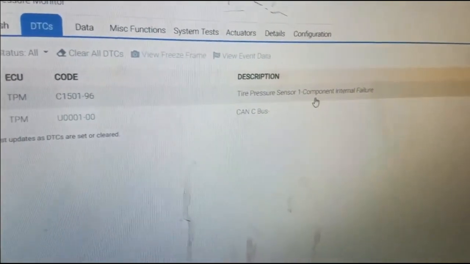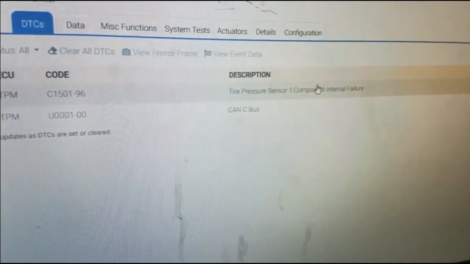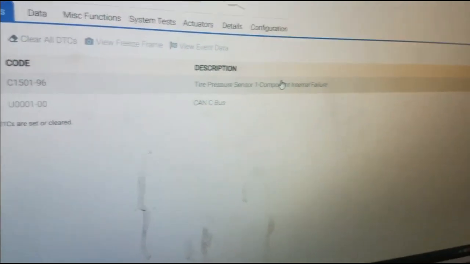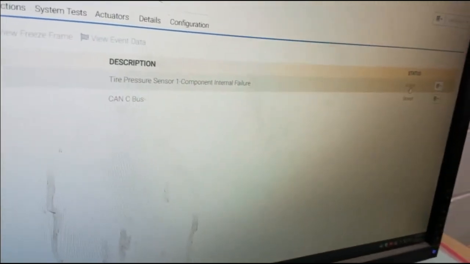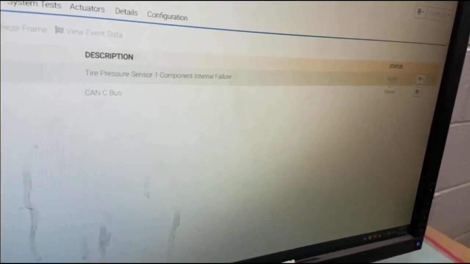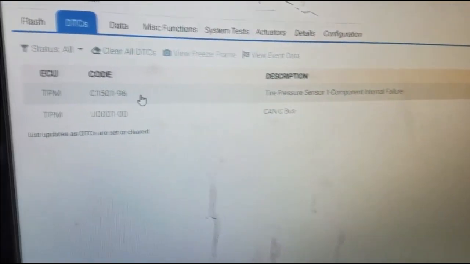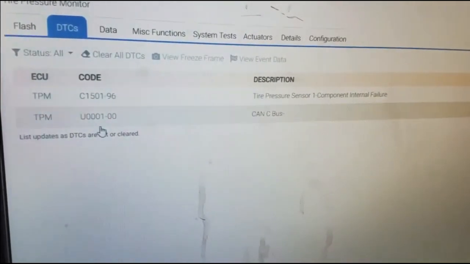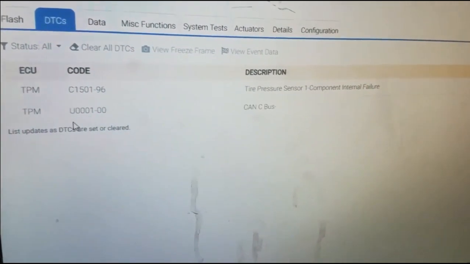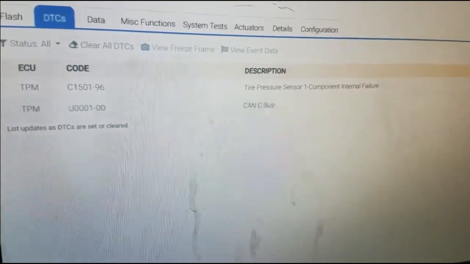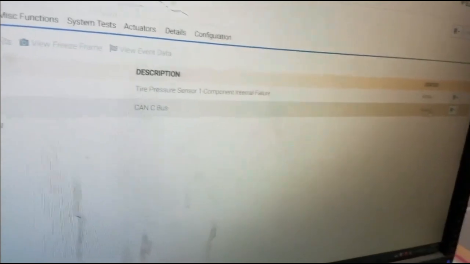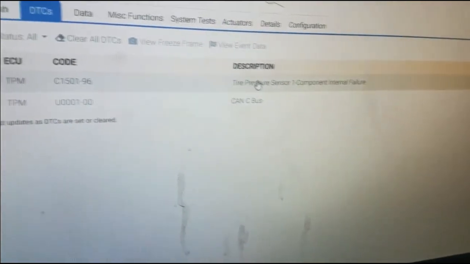Okay, the dash is doing what it's supposed to do, which is to alert the driver that either the tire pressure is low or the tire pressure sensor is faulty. In this case, this is active, guys, which means this computer sees this problem right now. C1501. All right, and we got another code here for a U code, bus communication code, CAN-C bus. Okay, there's something else going on with that because that is stored.